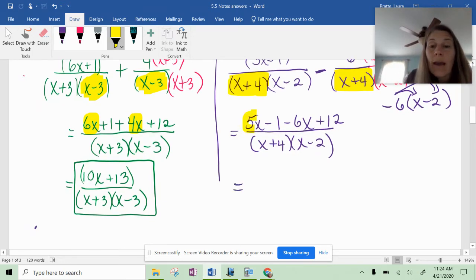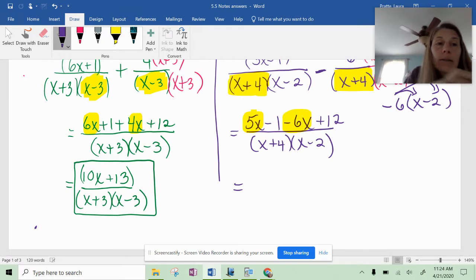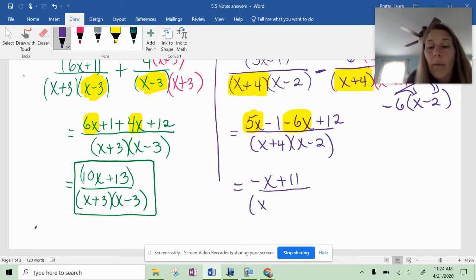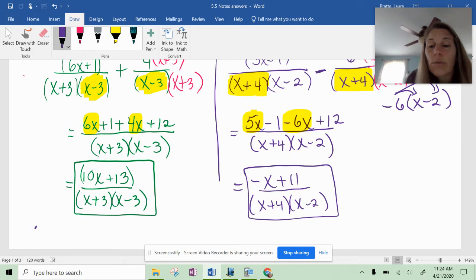Okay, so now we just want to simplify that numerator. So 5x minus 6x is going to give me a negative x. Negative 1 plus 12 is going to be a positive 11. And then my common denominator is x plus 4 and x minus 2. And that would be my answer there.